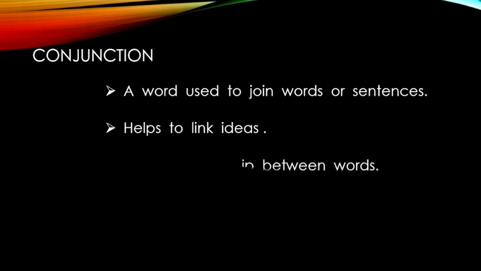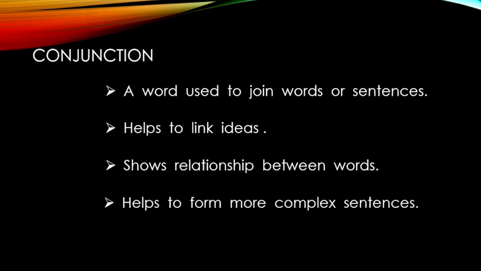As I said, it shows the relationship between words. With the help of conjunction, we can quickly understand the relation between those words. After knowing some examples, it will be easy to understand what a conjunction is and what its uses are. It helps to form more complex sentences in an easier way. If you know what a conjunction is and how to use it in sentences, then we can clearly make complex sentences on our own.